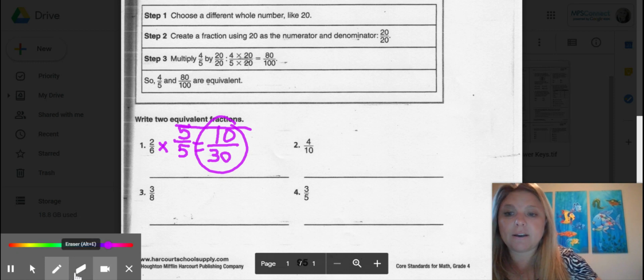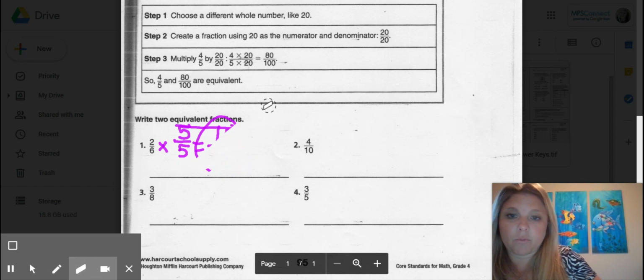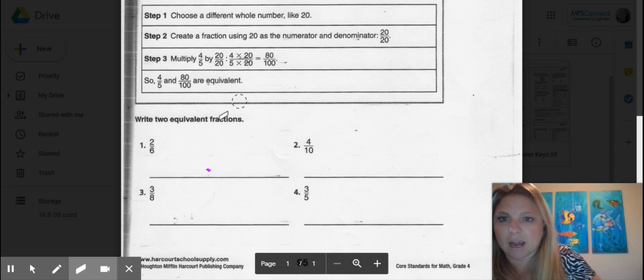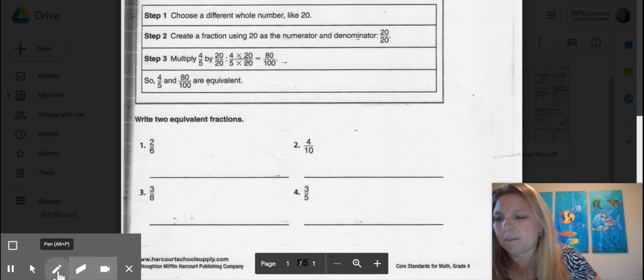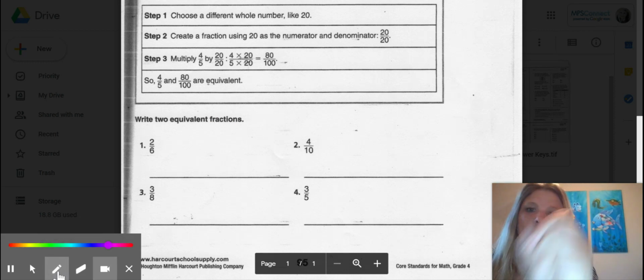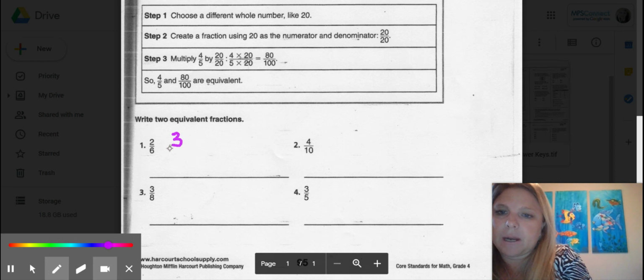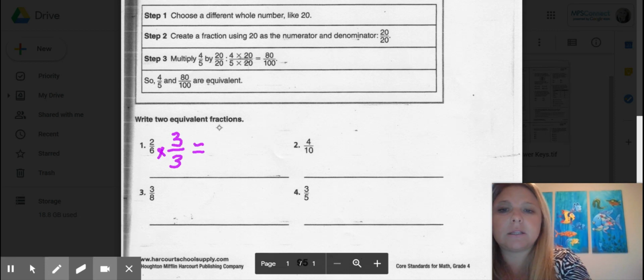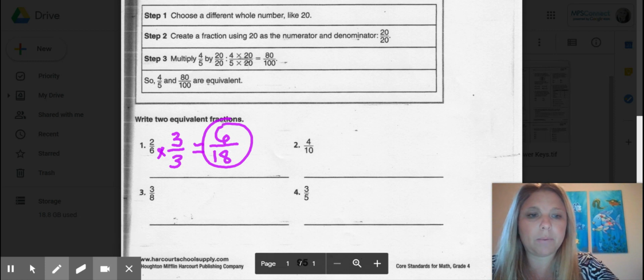I could pick a different number. I wish I had one of you guys to shout out a number at me and I could hear you. But let's go ahead and pick another number. Let's do the number 3. If I again put a 3 on the top and 3 on the bottom, I'm going to multiply the top and bottom. So 2 times 3 is 6. 6 times 3 is 18. 6/18 could be another example of what I would write here.